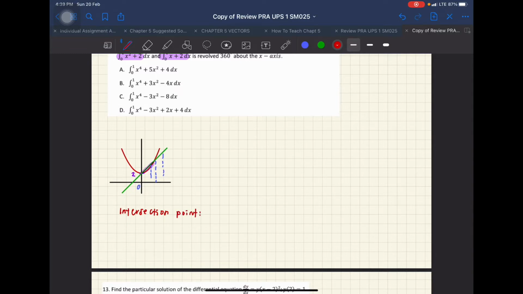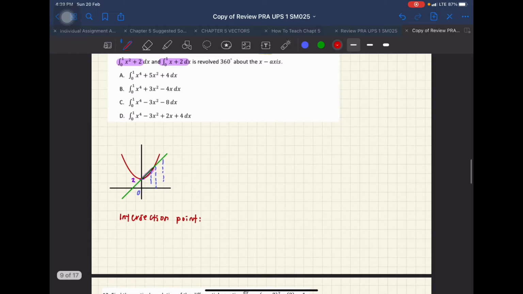Alright, so intersection point. We equate the two equations that we have. So you have x squared plus 2 is equal to x plus 2. Okay, so 2 and 2 cancel out. You have x squared minus x is equal to 0. So we factorize it. You will get x(x minus 1) equal to 0. Okay, so your x is equal to 0 and also 1.